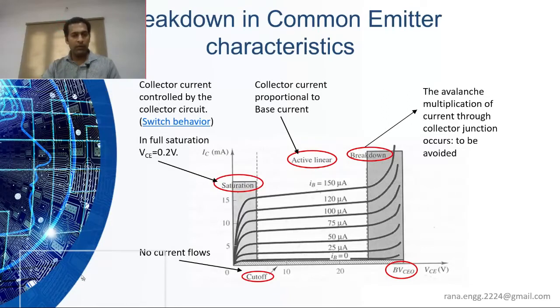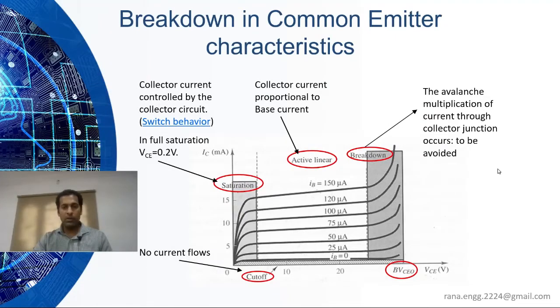Now today we will introduce the breakdown of the device. If you observe this graph, this is the output characteristic of a common emitter configuration, where we have IC as the output current and on the horizontal axis we have VCE, that is the output voltage. We have discussed it up to this line, where you can read the breakdown. We have seen the three regions.